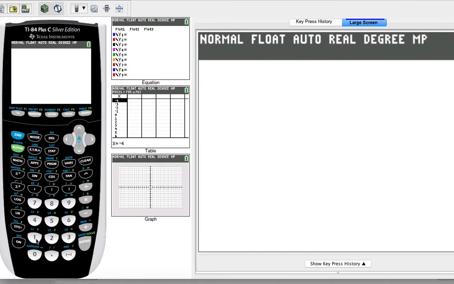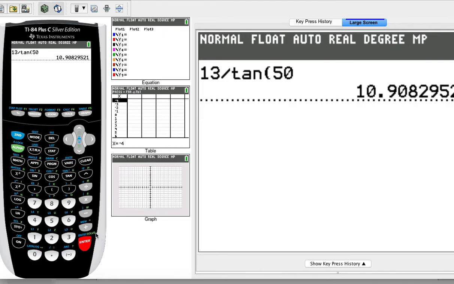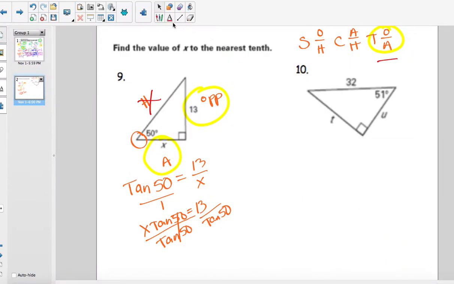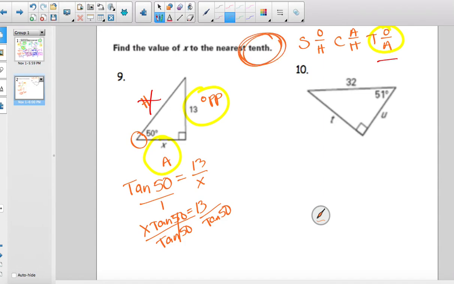So 13 divided by tangent 50, enter 10.90829. In the instructions for this problem, it did say to the nearest tenth, so that would be 10.9. Always watch for that. I'd already done the problem, so I had checked that ahead of time. So we got 10.9, so x is 10.9 approximately. All right, number 10, last one on this page.